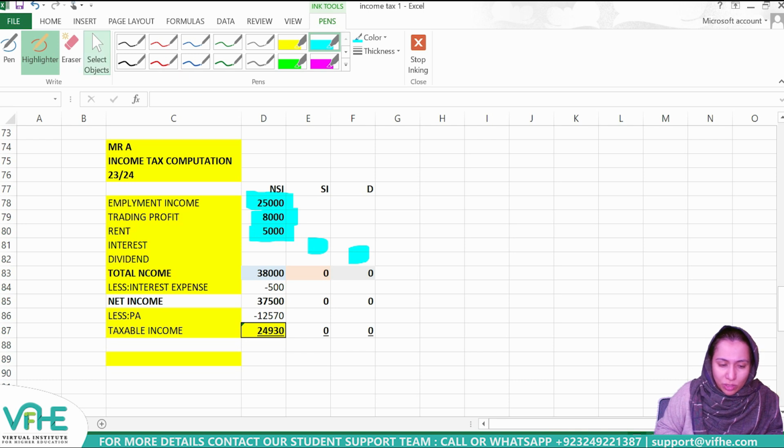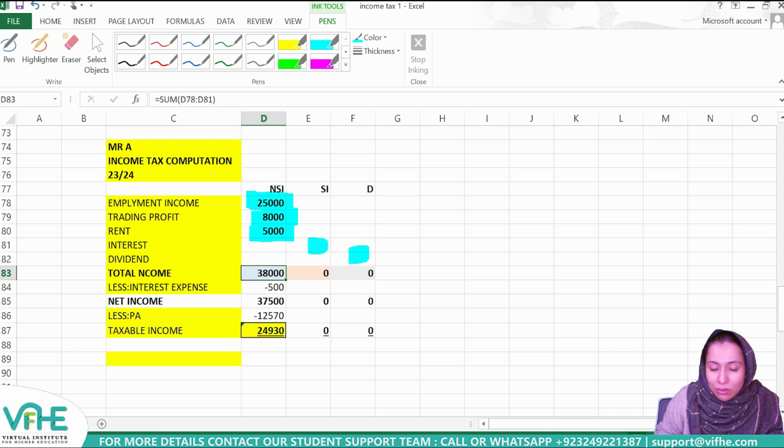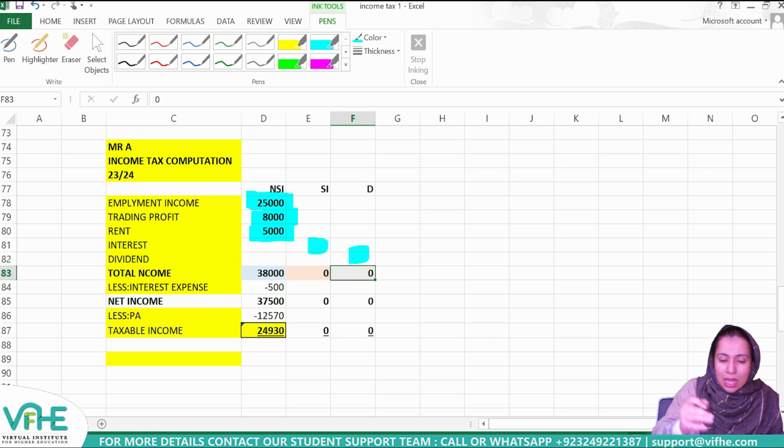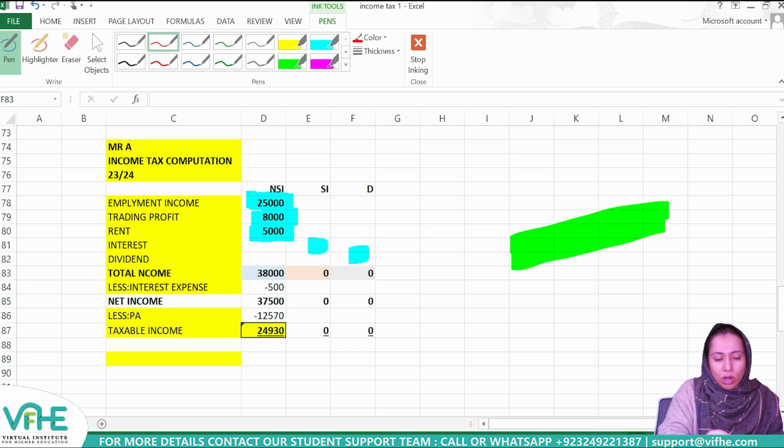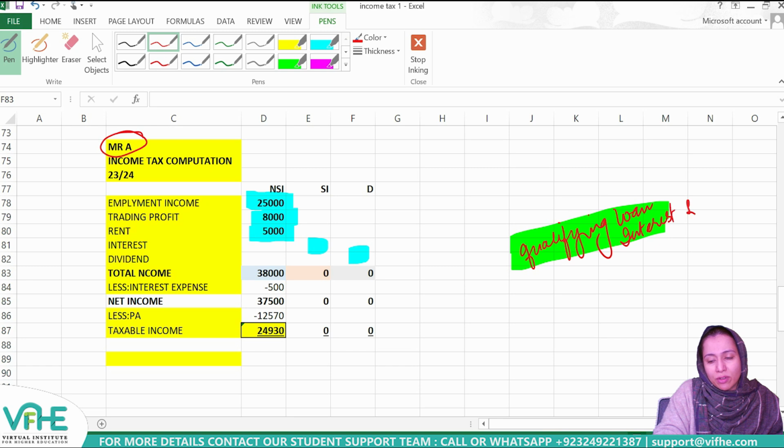So let's take a total, because once the segregation of income is done, then we come to know what the total income for each column is. So for non-savings, the total is £38,000. For savings, it is 0, and for dividend, it is 0. Then we are going to deduct interest paid on a qualifying loan. Let's suppose this individual, Mr. A, has got a qualifying loan on which he has paid interest of £500.